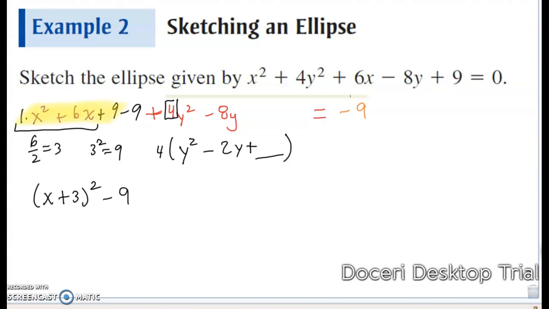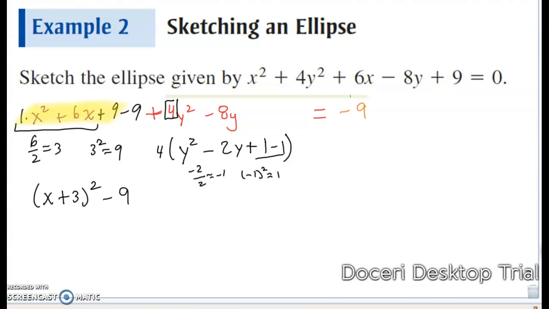Well, again, we take whatever's in front of the y. In this case, it's the -2. We divide that by 2, which gives -1. Then we take that -1 and square it, which gives 1. So we need to add a 1. But remember, if I add a 1, I must subtract the 1.